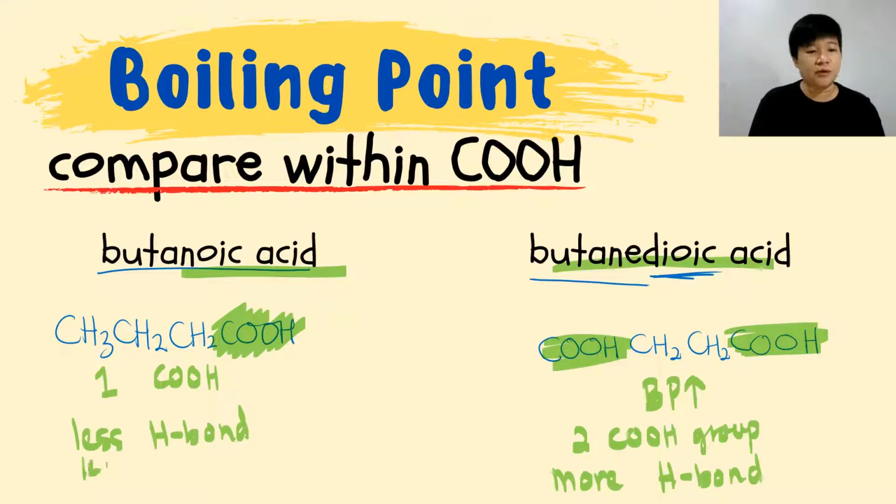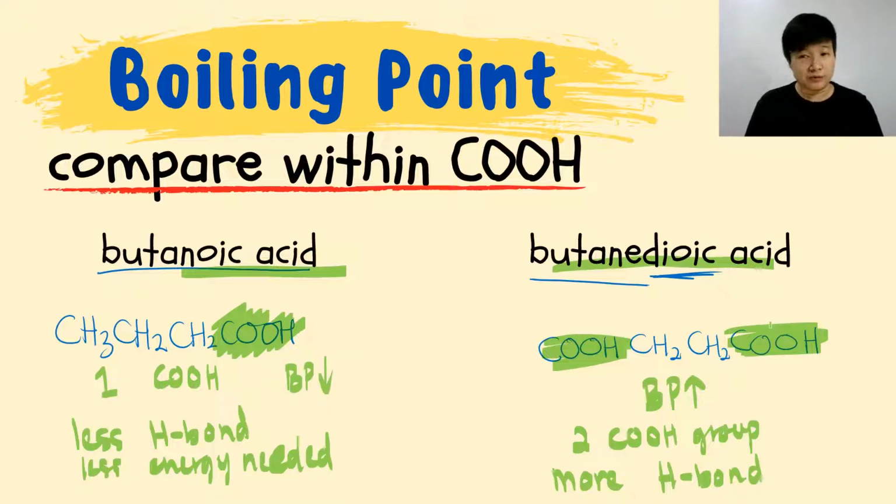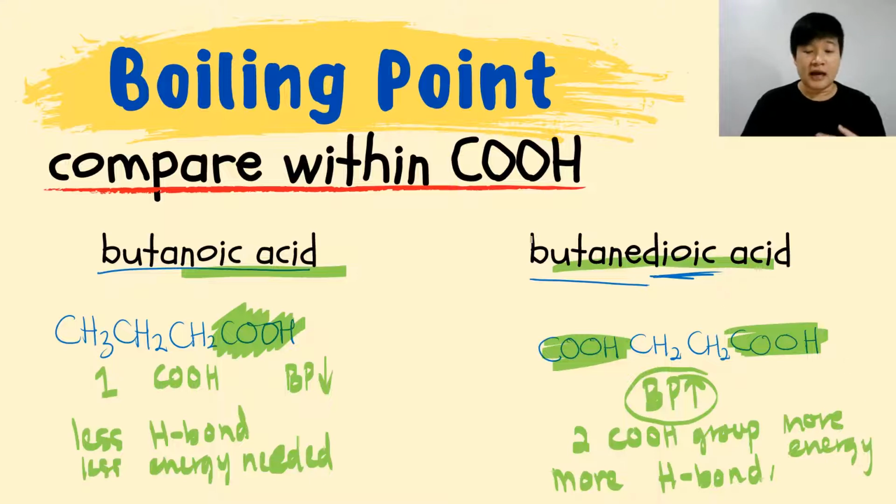Fewer hydrogen bonds over here means less energy needed. When less energy is needed, therefore the boiling point over here will be lower. Compared to your butanedioic acid, the boiling point will be higher because you form more hydrogen bonds. Therefore, automatically you need more energy to overcome the strong hydrogen bonds. And that is quite obvious over here.